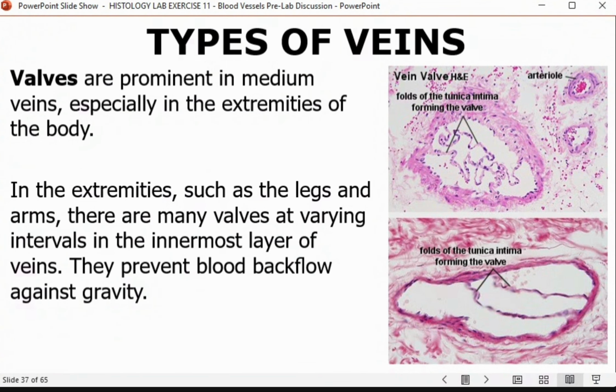So, for example, if you're standing up, your legs are pointing down. How does the blood from your feet go back up to your heart if there is a limited amount of blood pressure? Your valves help with that. That way, it won't go back down to your feet. So here you have your valves that can be seen in your blood vessels, and they are folds which usually arise from the tunica intima as well.